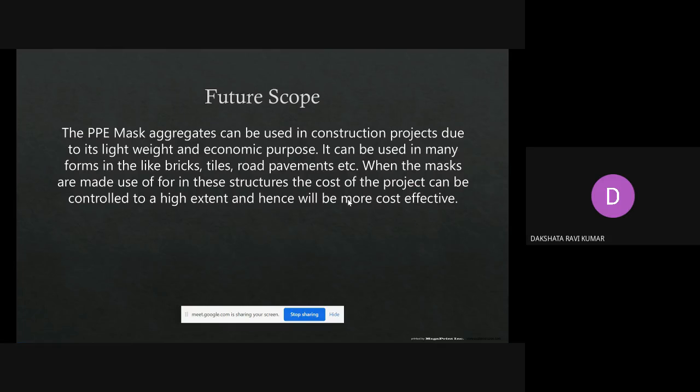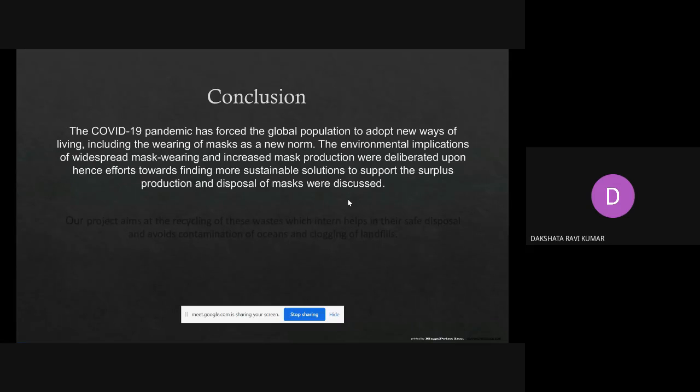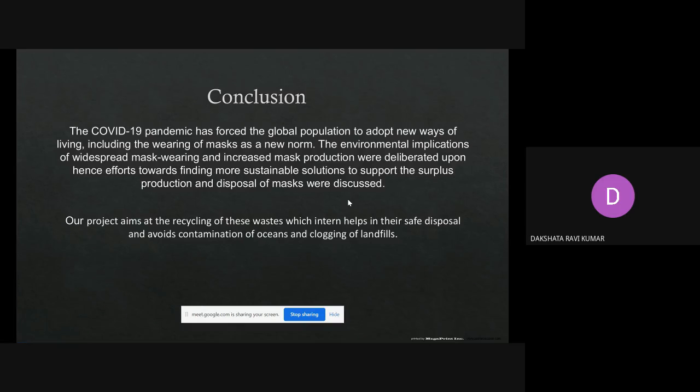And I would like to conclude by saying that the COVID-19 pandemic has forced the global population to adopt new ways of living, including sustainable practices. Hence, efforts towards finding more sustainable solutions to support the surplus production and disposal of masks were discussed. And that's what my teammates and I have tried doing with this project. Our project aims at the recycling of these wastes, which in turn helps in their safe disposal and avoids contamination of oceans and clogging of landfills. Thank you, everybody. And now my teammate Srirag will show you the visual representation of our project.